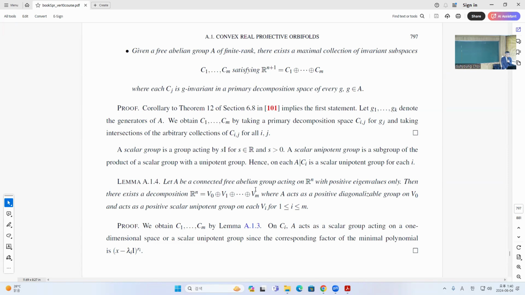so if A is a connected free abelian group acting with positive eigenvalue, then there is a decomposition where AI is a positive diagonal group on A0, B0. So B0 is where all these Ci have dimension 1, and then the rest is some positive scalar unipotent group for each Bi. Okay. So just look at these Ci's and then you restrict it and you get these kinds of things.